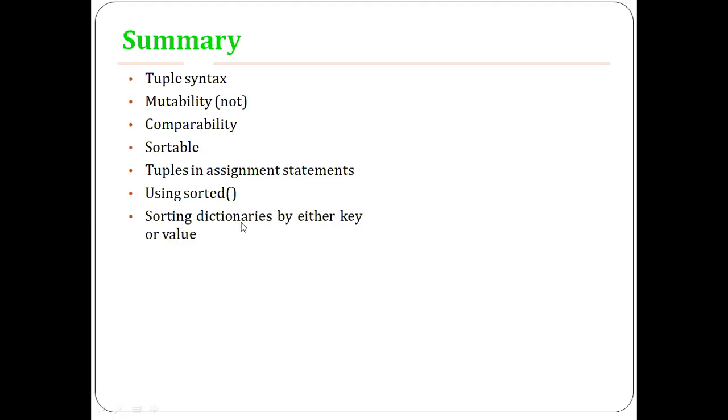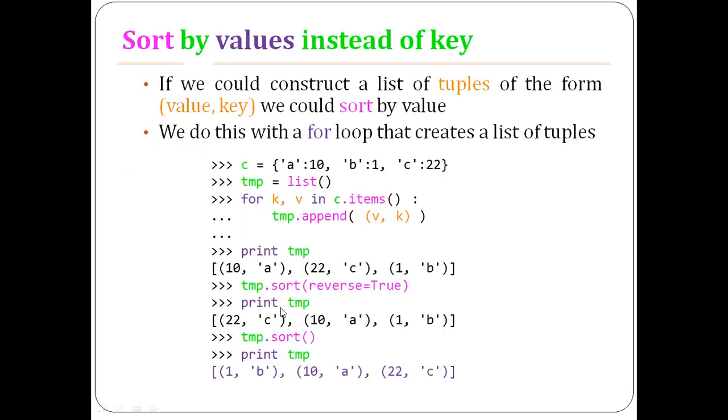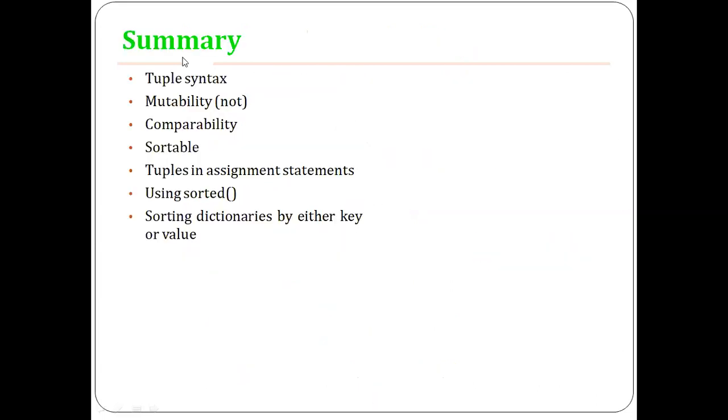And sorting the dictionary either by key or by value, right? You can sort the elements of the dictionary either by the key or by the value. In the last example we have seen that we sorted the elements of the dictionary just by their values, right? This is 22, 10, and 1, they are all values, so we have sorted this based on the value. Similarly, you can do the sorting based on their key as well. So this is what we have talked about in the last two sessions.